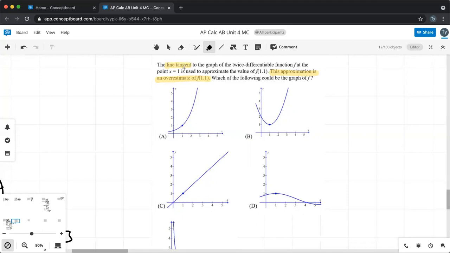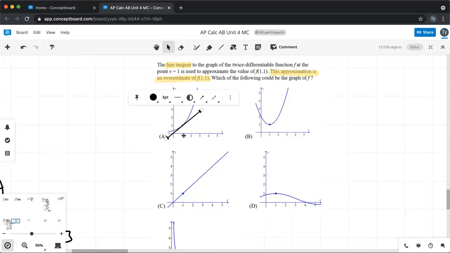Right, so we use a tangent line. Which of the following could be the graph of f? Okay, so there's two ways to do this. I'm going to start with the easy way. Draw tangent lines, right? We're looking for the tangent line. So watch me draw a tangent line. Boom, there's a tangent line.